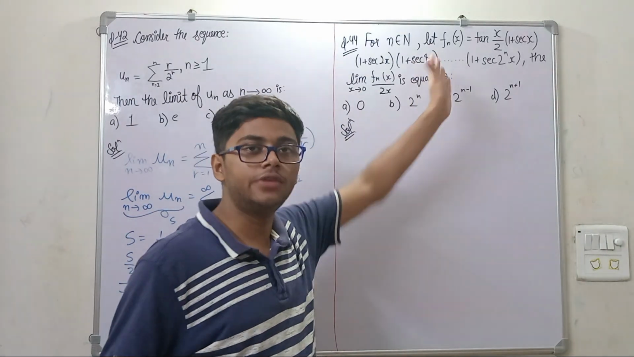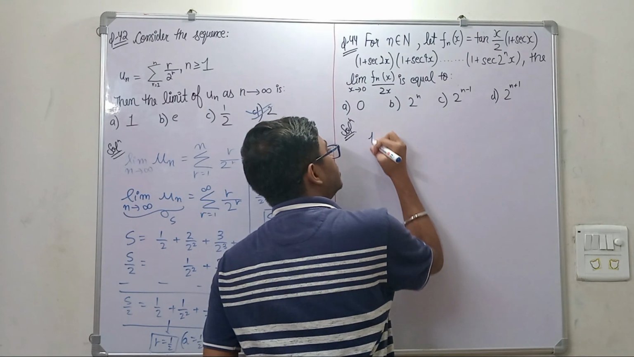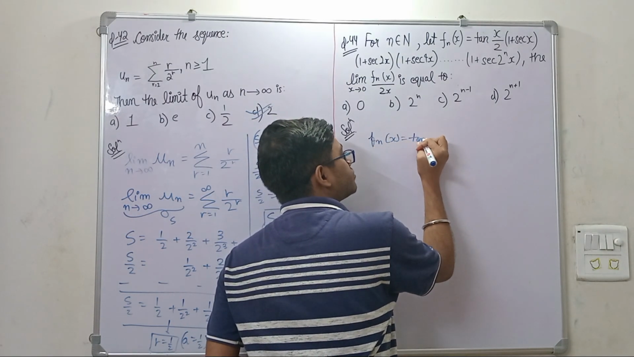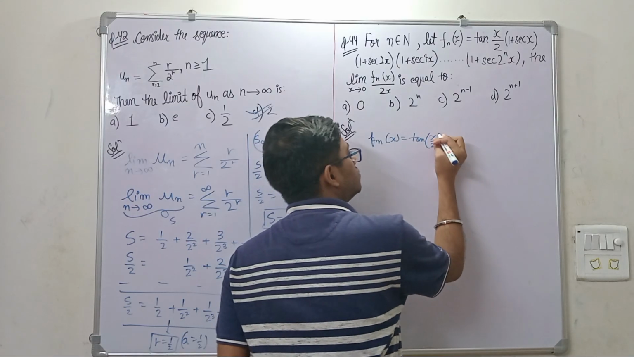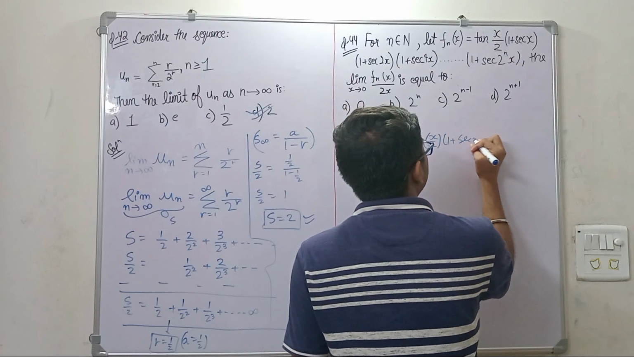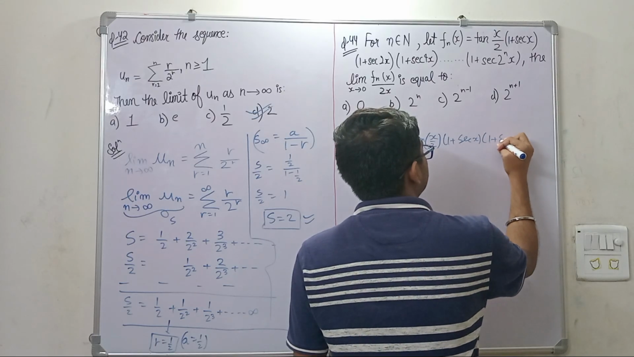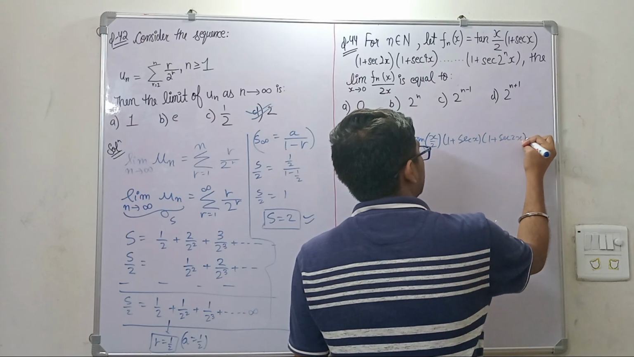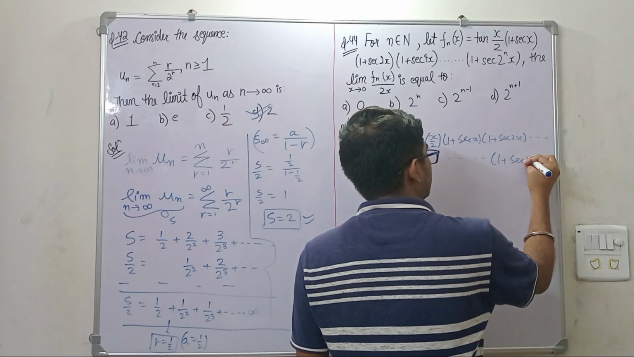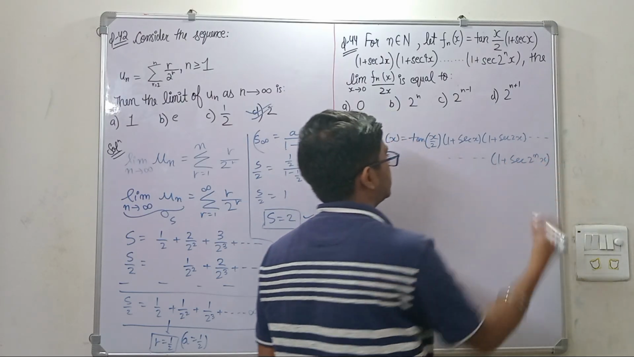So let us simplify the function f_n(x). Here you can see that the function f_n(x) is tan(x/2) and (1 plus sec x), (1 plus sec 2x), and till (1 plus sec 2 to the power n x).